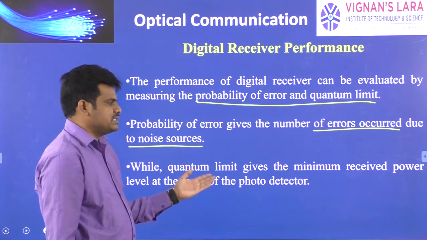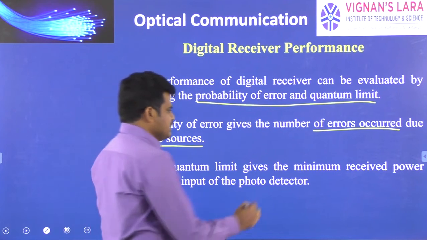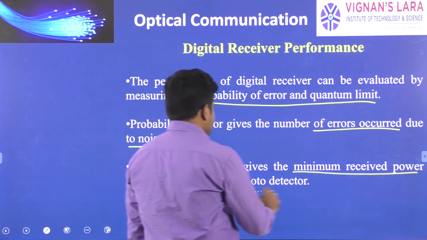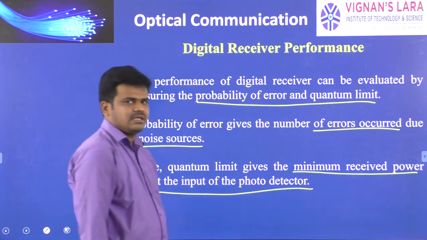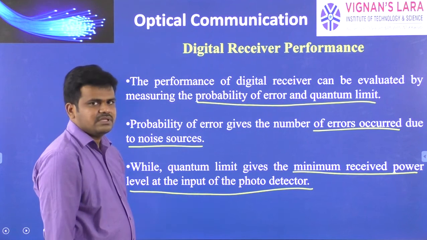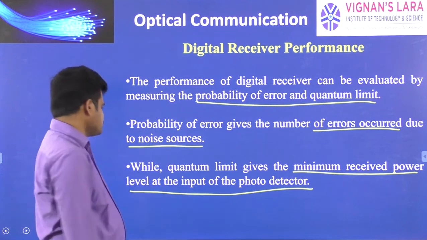While the quantum limit, what is quantum limit? It is the minimum received power level at the input of the photodetector.